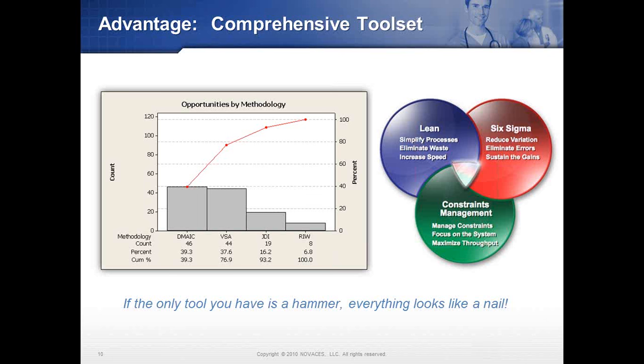DMAIC. C stands for control. That way you sustain the gains. You have a control plan that makes sure that whatever gains you achieve as a result of the project don't just disappear when you turn your back and you go start another project.